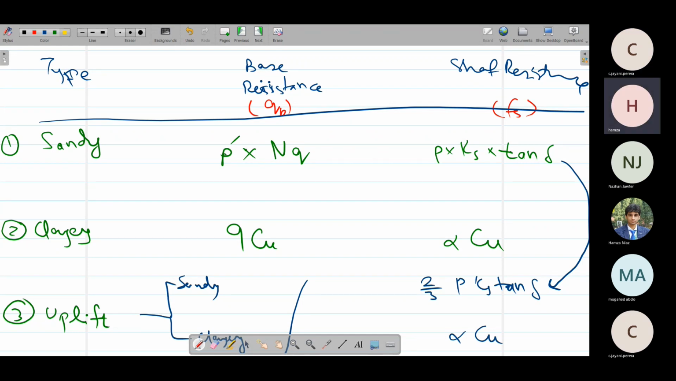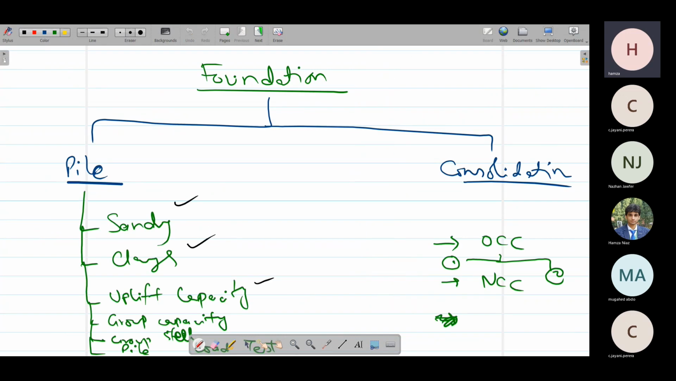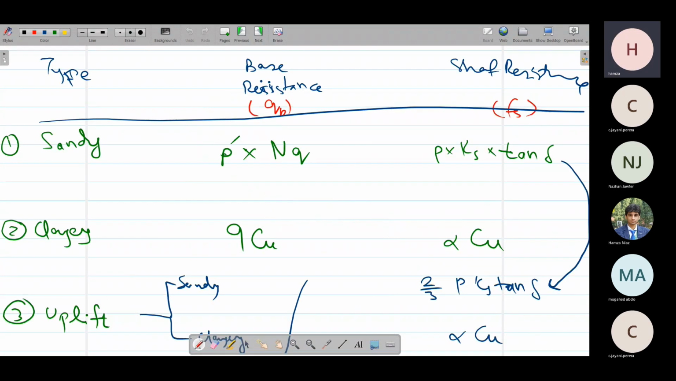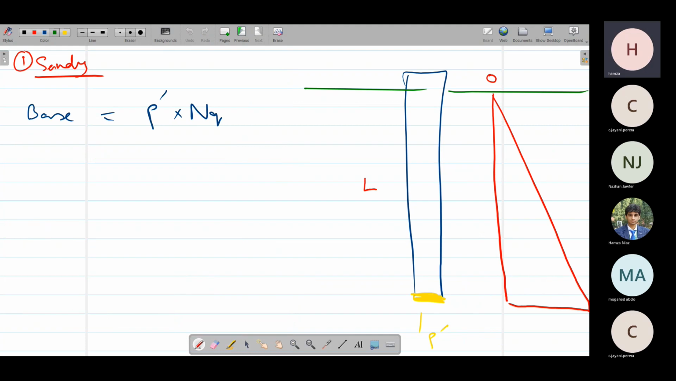Okay. So we discussed that there are different types of piles: piles in sands, piles in clays, and the uplift capacity of the piles. For the formula for these cases, for the sandy case, our base resistance would simply be P dash times NQ, and the shaft resistance would be P into Ks into tan delta. So what are these values? We are going to discuss them now. So what is base resistance?